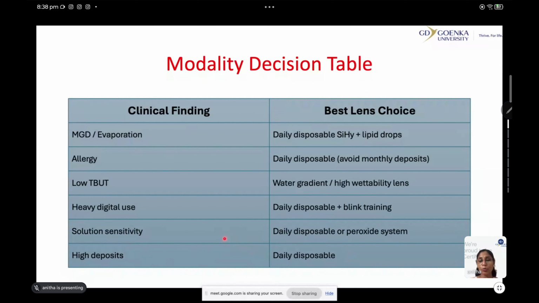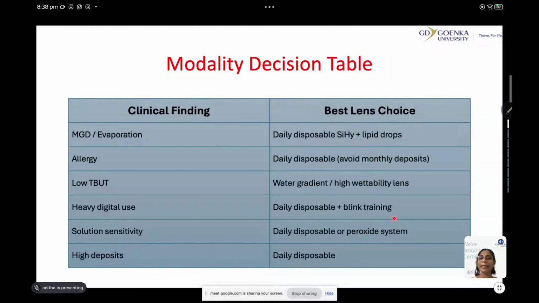And solution, somebody who has sensitivity to solution, again daily disposables, or recommend a peroxide system. Again, it is not readily available in our country, so the preference would always be a daily disposable. And somebody who is a heavy depositor, some people get too many deposits on their lenses, then always recommend daily disposables. So if you notice, majorly in this table the recommendation is daily disposable.